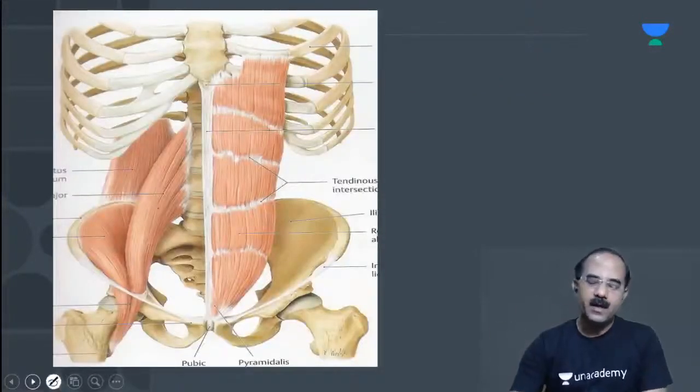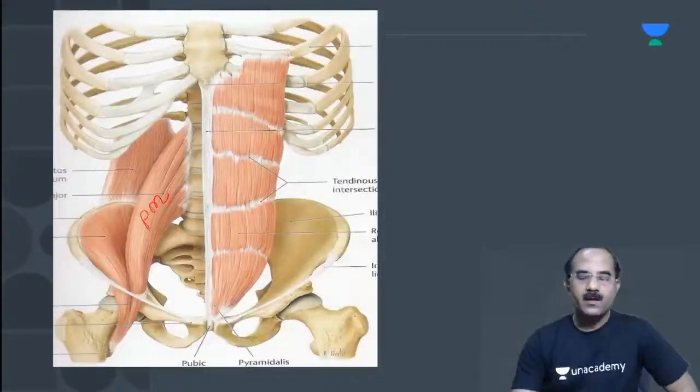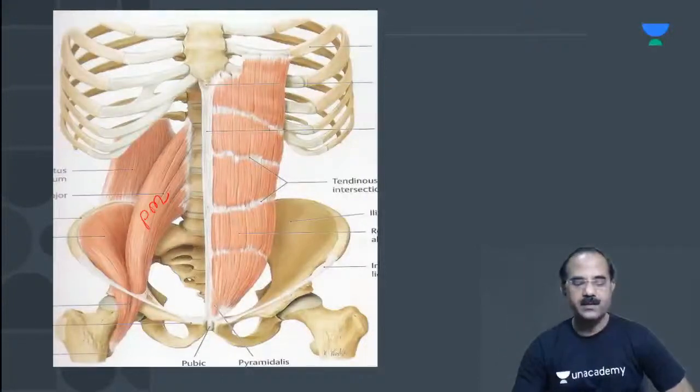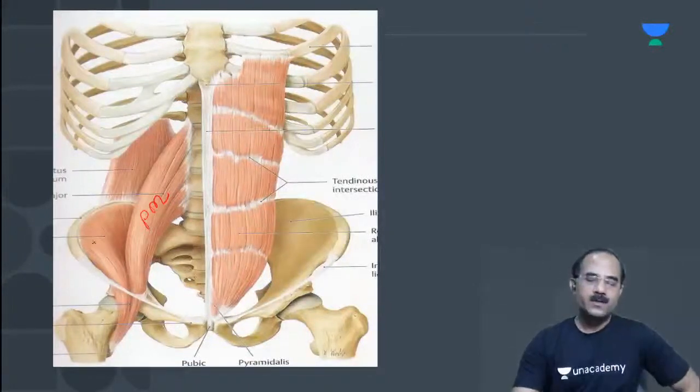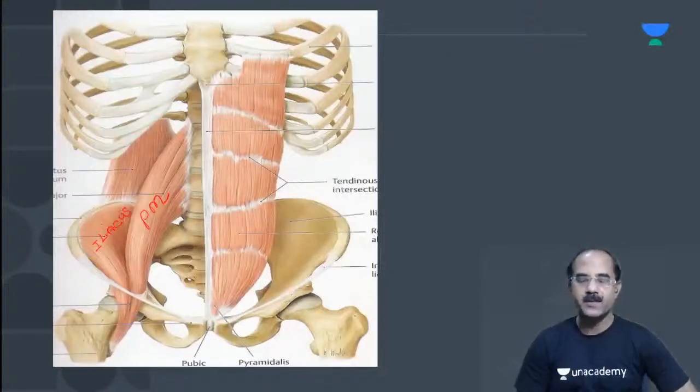What is this muscle? Identify this muscle for me. Yes, this is the psoas major. It begins from the lumbar vertebrae, goes down below the inguinal ligament, and is inserted on the femur, lesser trochanter. What is this muscle which begins from the iliac fossa here? That's the iliacus muscle, which begins from the iliac fossa.